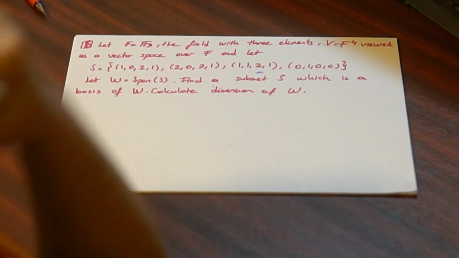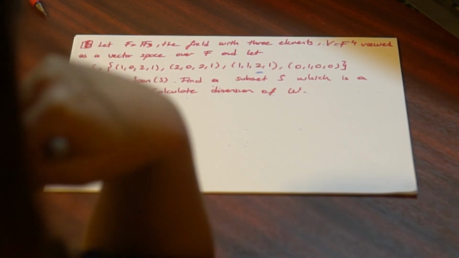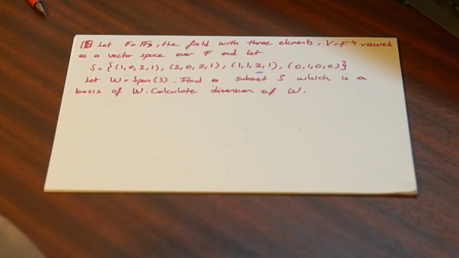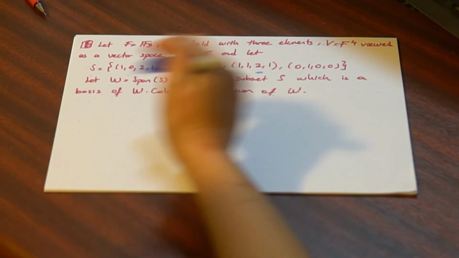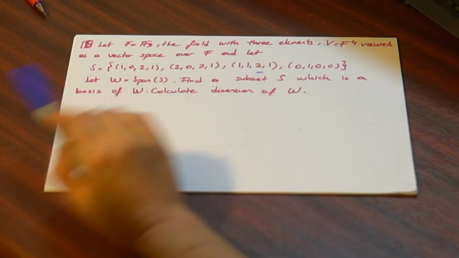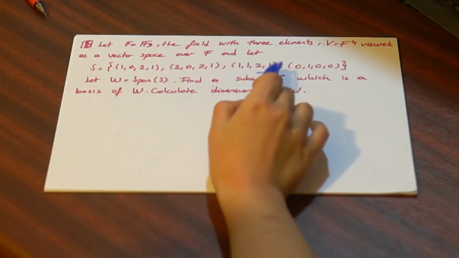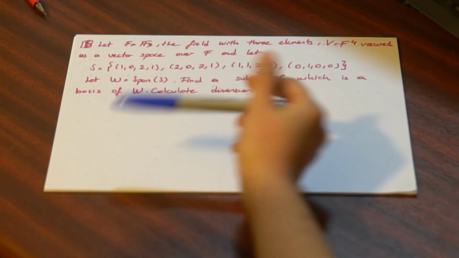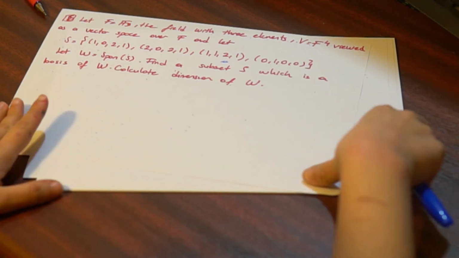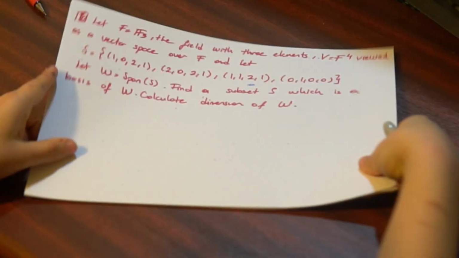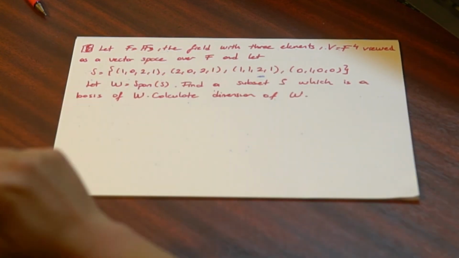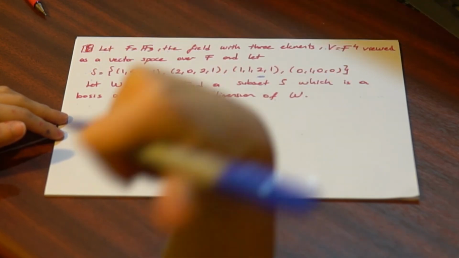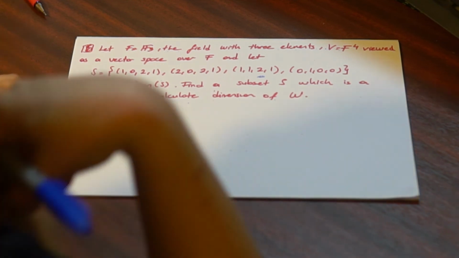In question 6, our field is the field with 3 elements, F3, and our vector space is F to the 4, built as a vector space over F, and let S is equal to 1, 0, 2, 1, 2, 0, 2, 1, 1, 1, 2, 1, and 0, 1, 0, 0. And let W span S, find the subset of S which is a basis of W, and calculate the dimension of W. Now first we need to find a basis, we need to find a linearly independent set, right?